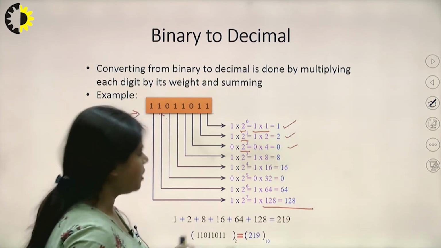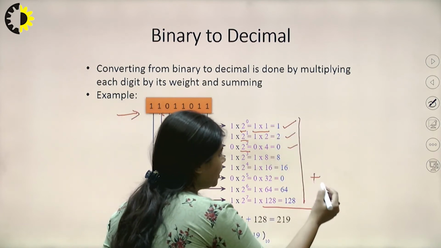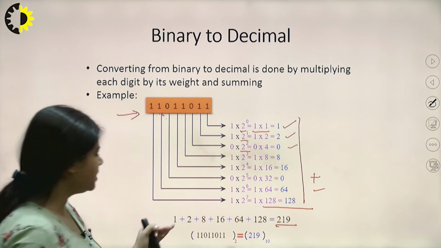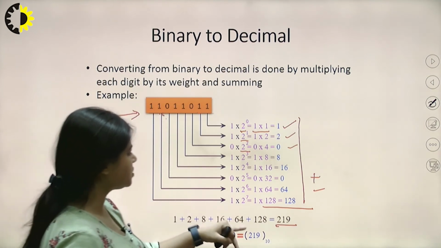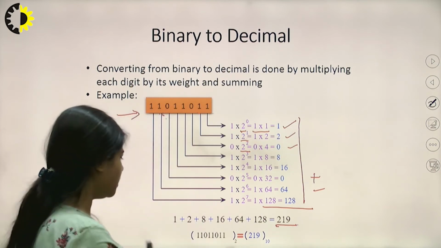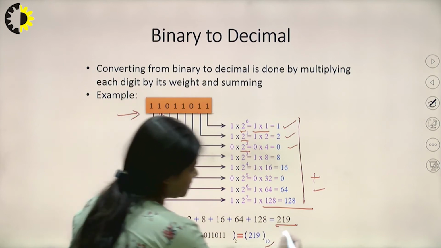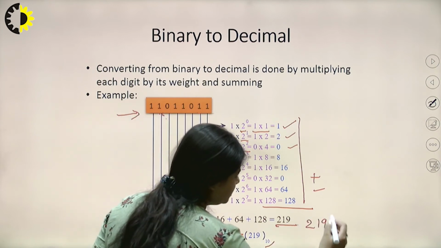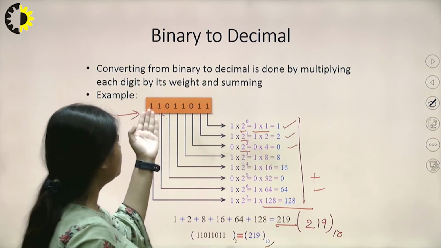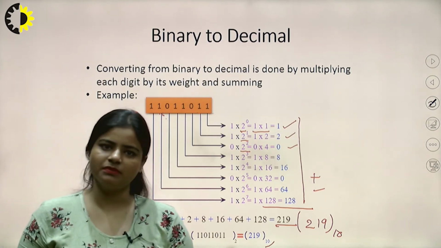Now in the next step, we will add all these numbers, and the final output is 219. Addition of 1, 2, 8, 16, 64, 128 gives us 219. In decimal, we always represent base 10. So our final output is basically 219 base 10. This is the equivalent number to this binary number. So this is our binary to decimal conversion.